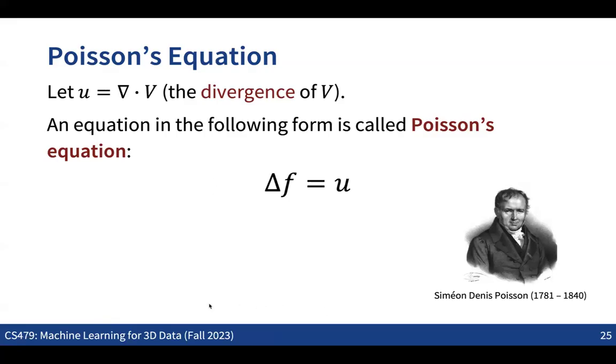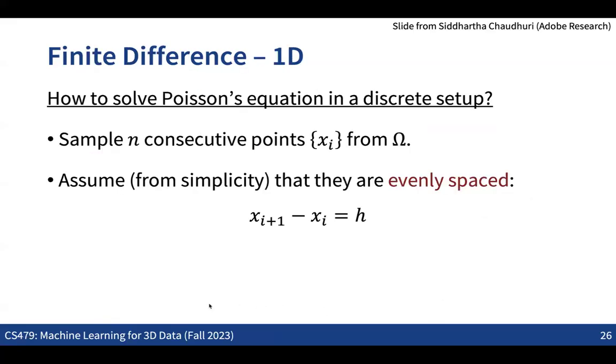More specifically, we want to solve this Poisson equation in a discrete setup. Once we discretize the 3D space into voxels, how are we going to build the solver for the Poisson's equation? Implementing this solver in 3D space is not an easy task. It's quite complicated. So we're going to see the 1D case first.